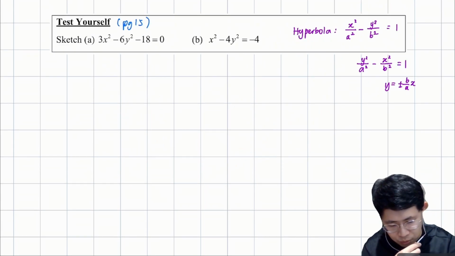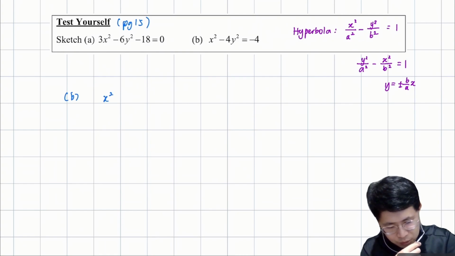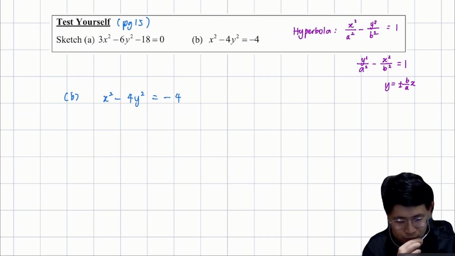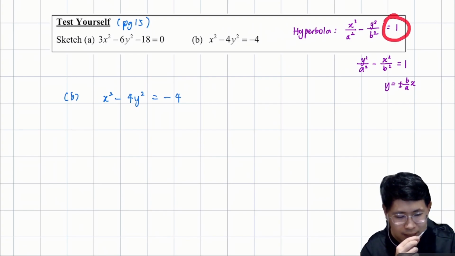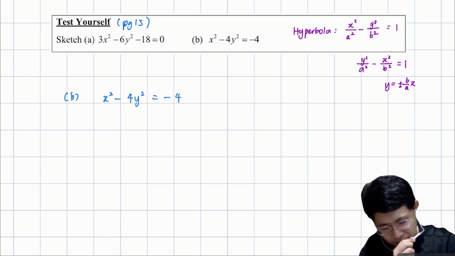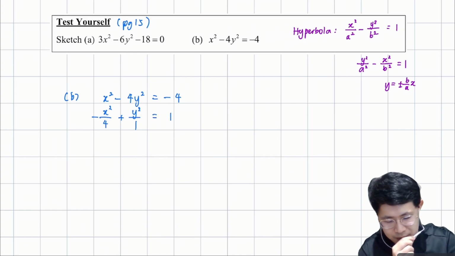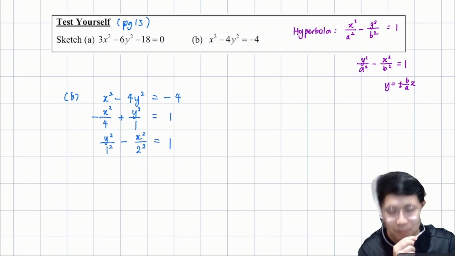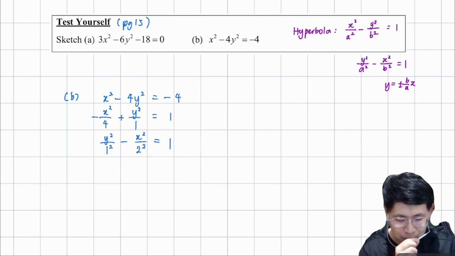Okay, so let's come back to part B. So part B, we have an x square minus 4y square equals to negative 4. So over here, if you notice, we need to make the right hand side 1, correct? So I'm going to divide throughout by negative 4. So when I divide by negative 4, it will be negative x squared over 4. I have a plus y squared over 1 is equals to positive 1. Then after rearranging again, y squared over 1 minus x squared over 2 squared is going to give me 1. Okay, so this is the equation of hyperbola that I have.